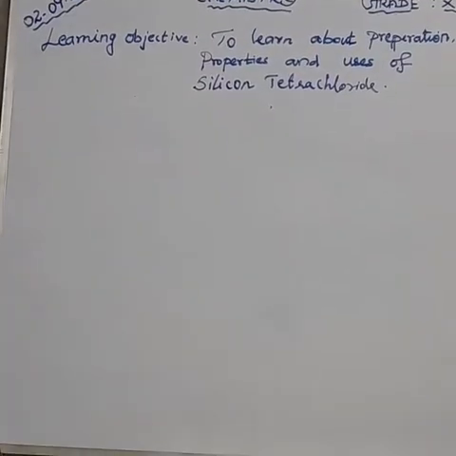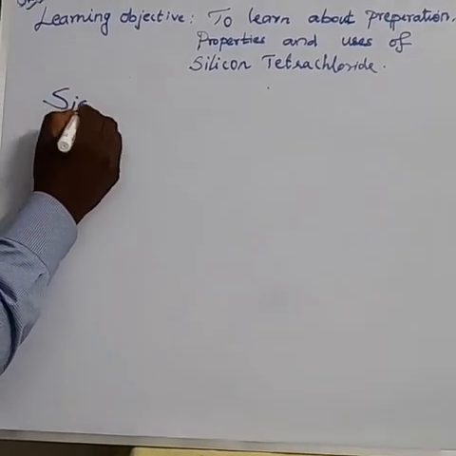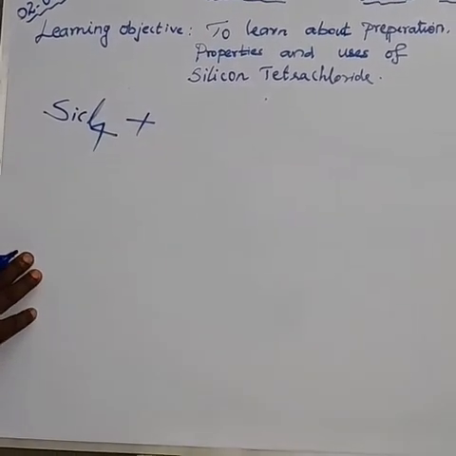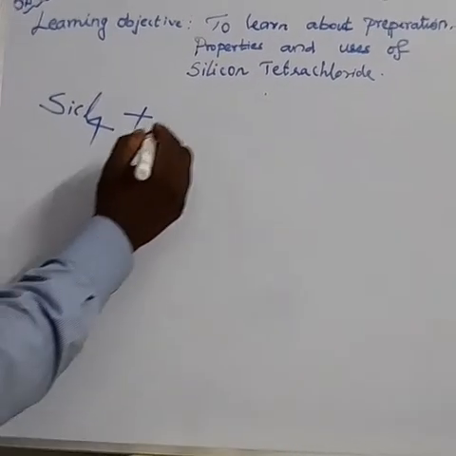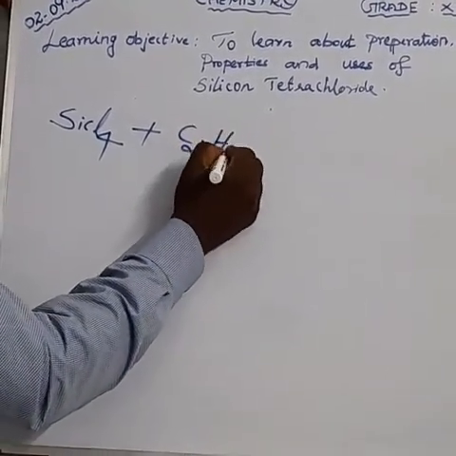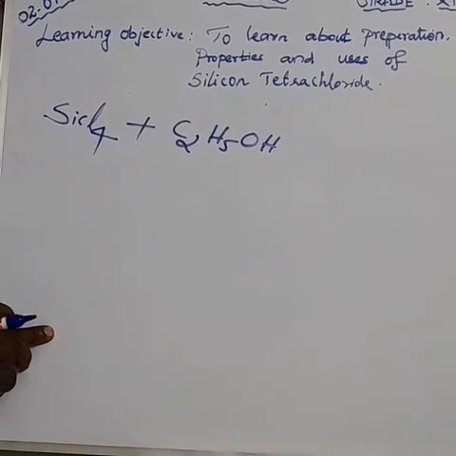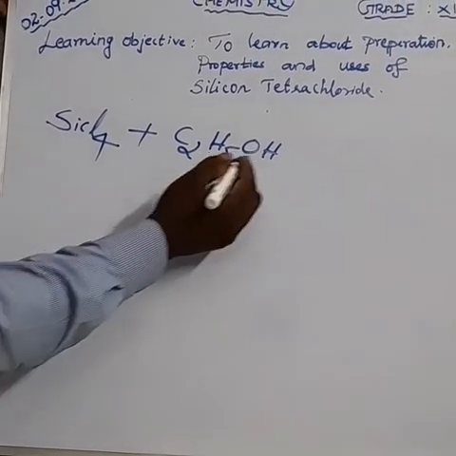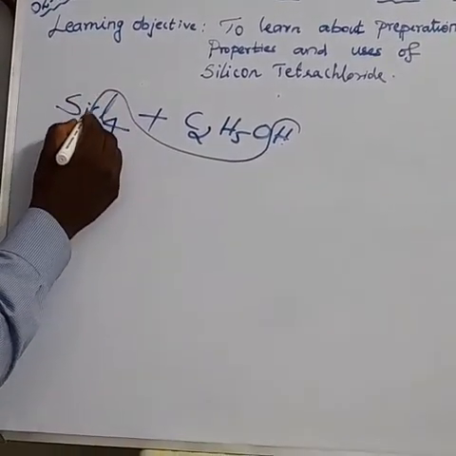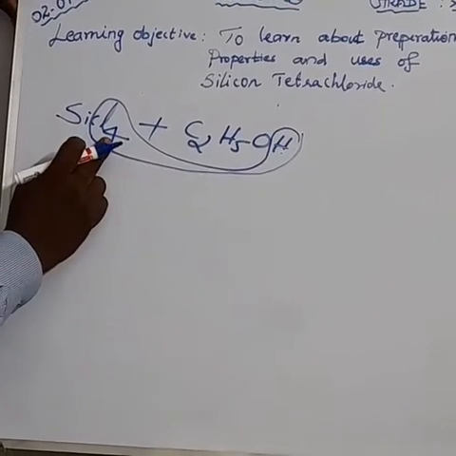Next one, reaction with alcohols. Silicon tetrachloride reacts with alcohol, let's say ethyl alcohol. What is the formula for ethyl alcohol? C2H5OH. What product do we get? This hydrogen combines with this chlorine to form HCl.